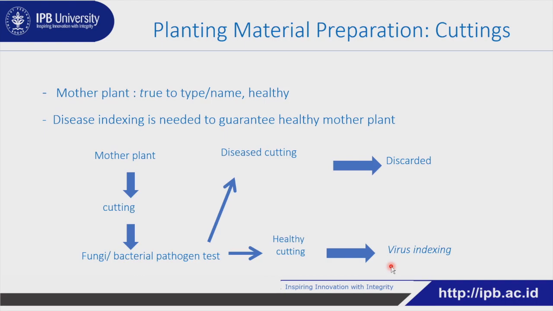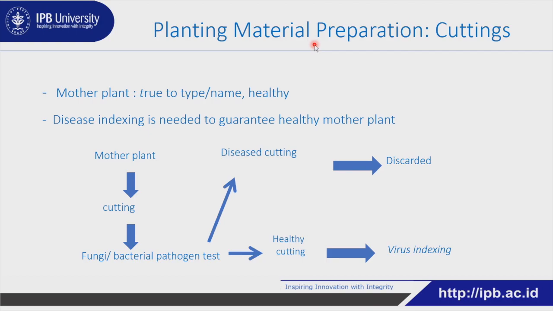Next is the planting material preparation for cuttings. First, the mother plant is very important. We should know the mother plant's identity, such as whether it is true to type, what the name is, and what kind of plant it is, and it should be healthy. Therefore, the mother plants for cutting especially, we put in a special facility such as a greenhouse with closed screen, and we apply a lot of pesticide or fungicide to the mother plant because the price of a mother plant is also expensive.